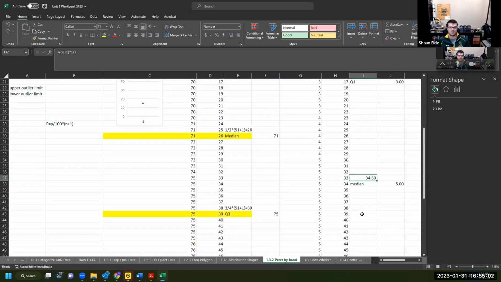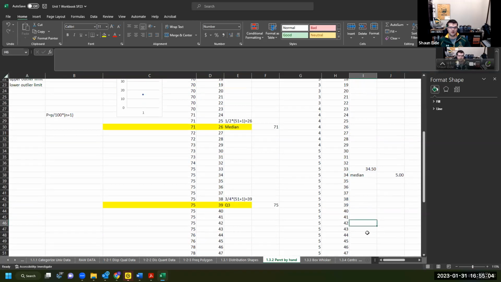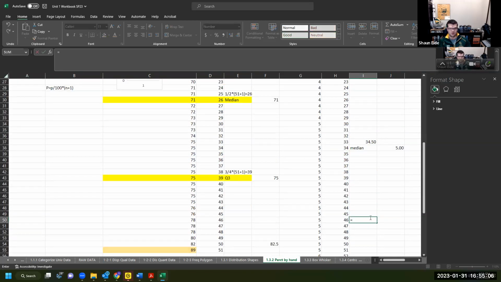And then last but not least, we're going to do equals 3 divided by 4 multiplied by 68 plus 1.